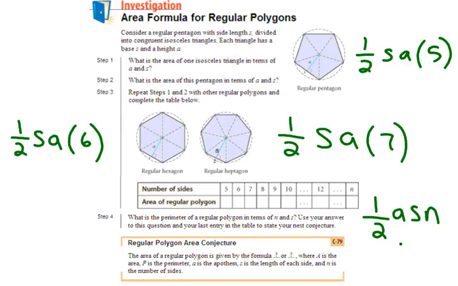Or, since the side length times the number of sides would give us the perimeter, we could write 1/2 the apothem times the perimeter. So we have two forms of the area formula of a regular polygon.